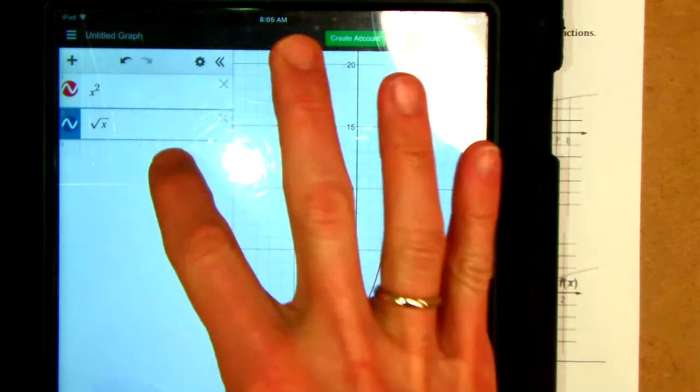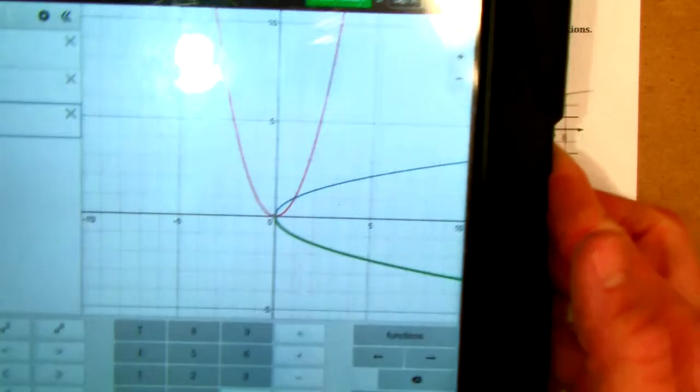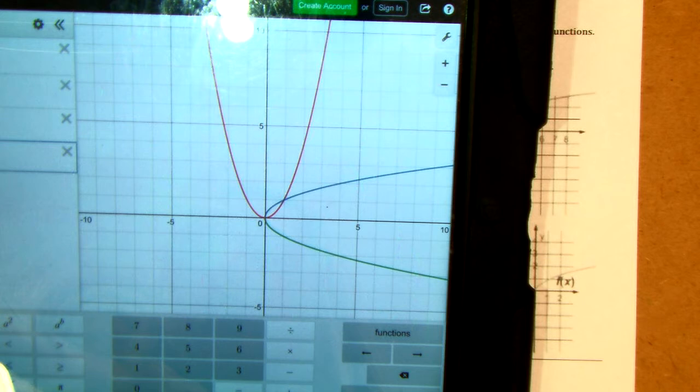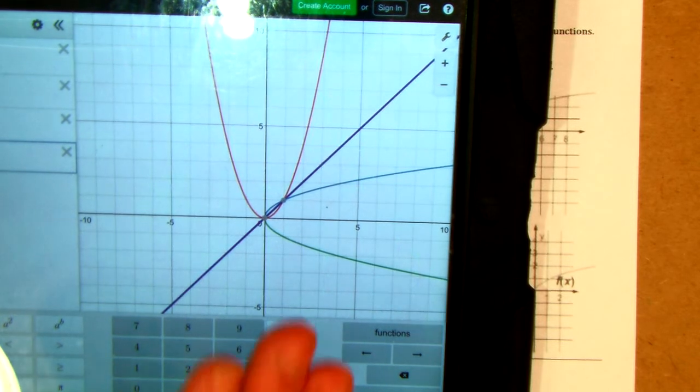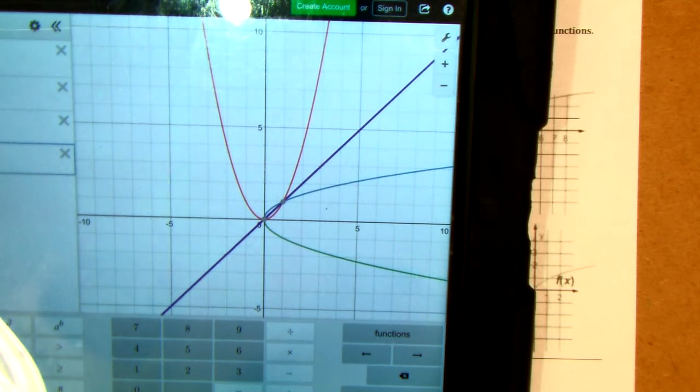So if I go negative square root of x, I'm going to move it this way. You can see, now I'm also going to put in the straight line, y equals x, and remember how we talked about that a few chapters ago. If it's an inverse function, it is reflected over that line. So right here, it's reflected over that line. So that is what it looks like.